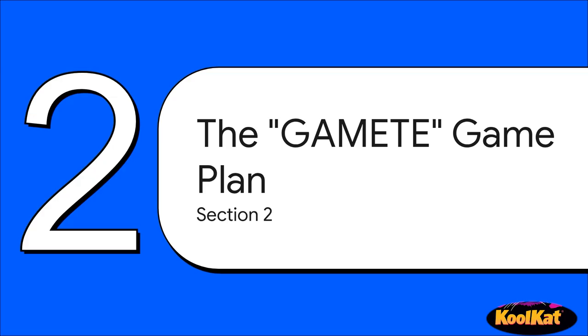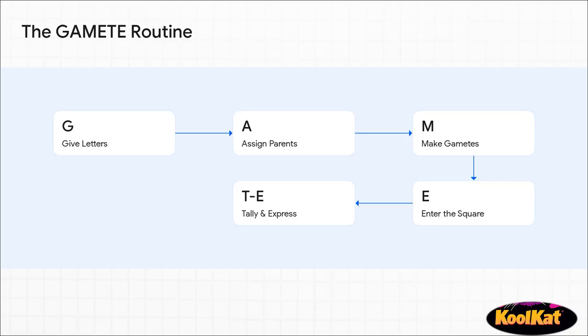It's called GAMETE. So here's how this works. G is for give letters to the traits, A is for assign the parents' genotypes, M is for make the gametes, that's what each parent can pass down, E is for enter those gametes into the Punnett square, and the final piece, TE, is for tally your results and express the answer in whatever form they ask for. That's it. That's the playbook.